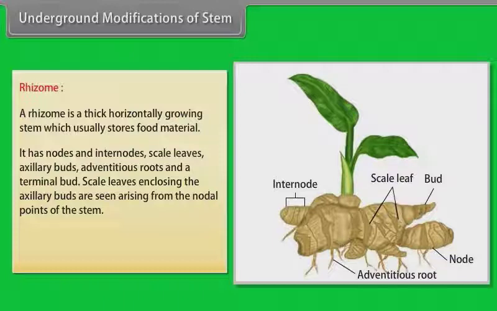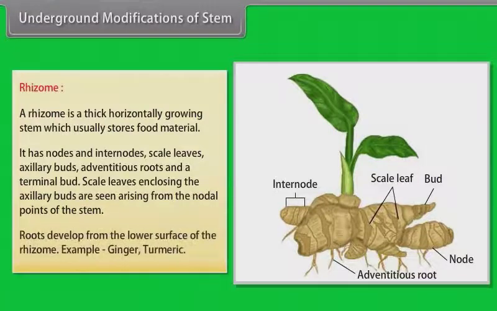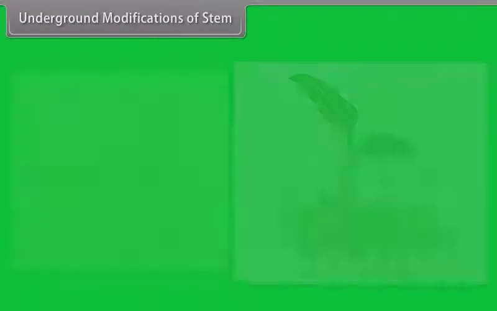It has nodes and internodes, scale leaves, axillary buds, adventitious roots, and a terminal bud. Scale leaves enclosing the axillary buds are seen arising from the nodal points of the stem. Roots develop from the lower surface of the rhizome. Example, ginger, turmeric. Tuber.